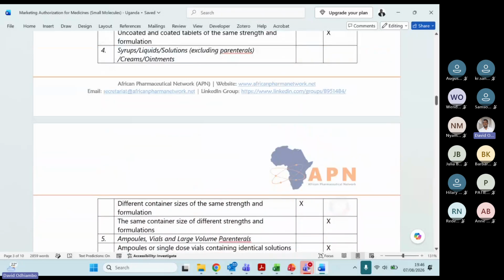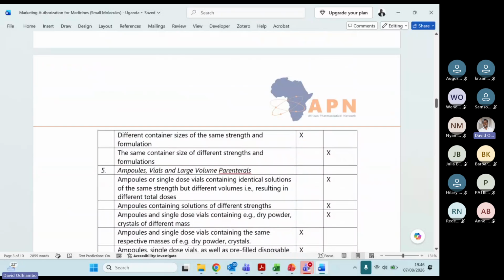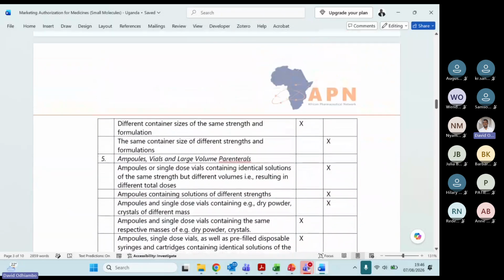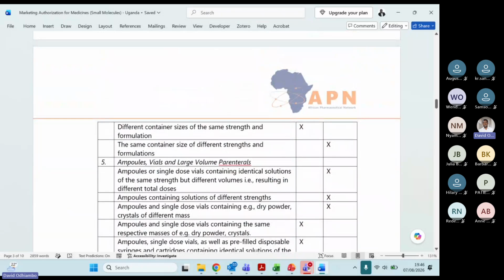When you go to liquid dosage forms, syrups, liquid solutions, and all that, excluding parenteral specifically, if they have different container sizes of the same strength and same formulation, consider them the same. For example, 150 milligrams per ml, and you have a volume of 60 ml, 100 ml and 150 ml. That is the same product, because if I take 5 ml to administer to a patient, they'll be taking an equivalent dose of what they would have gotten if they bought the smaller pack size.